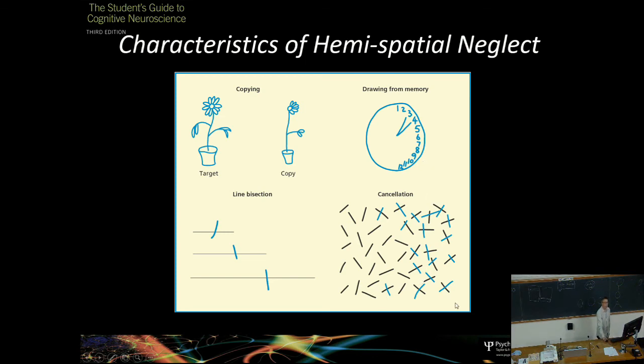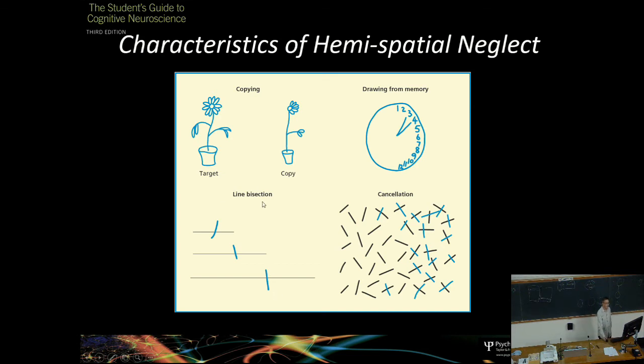Here, what they're asked to do is just put a line through all the other lines. They've got a blue pen, and they're just asked to cross all the lines. But again, they don't necessarily cross the lines here. The further away it is on the bad side, the less likely they are to do it.